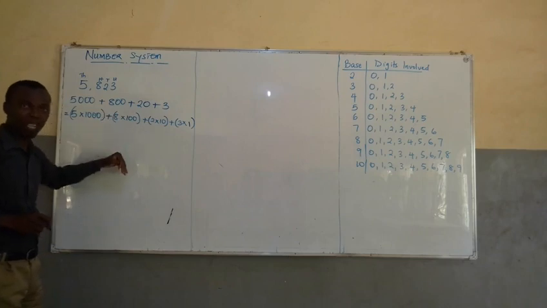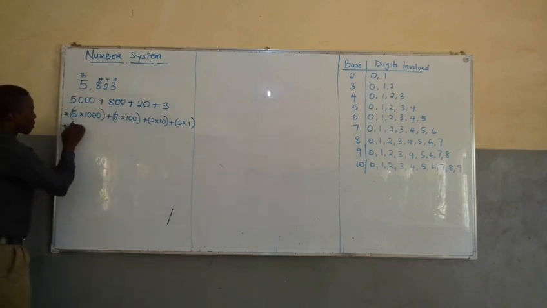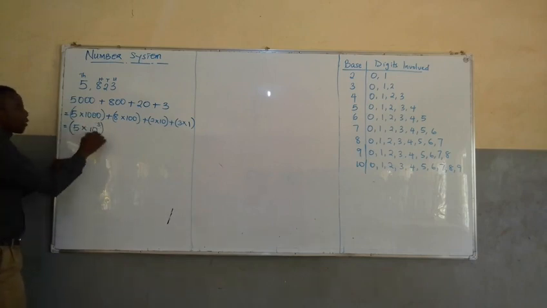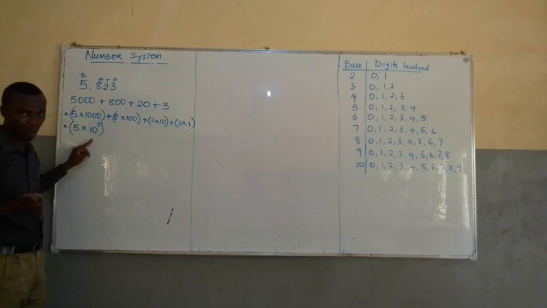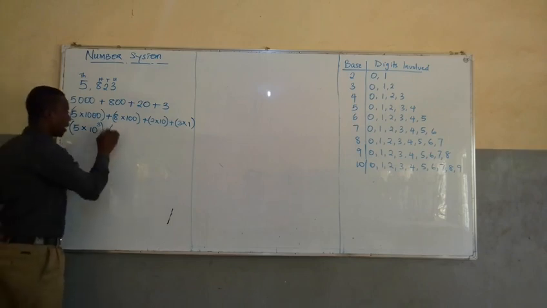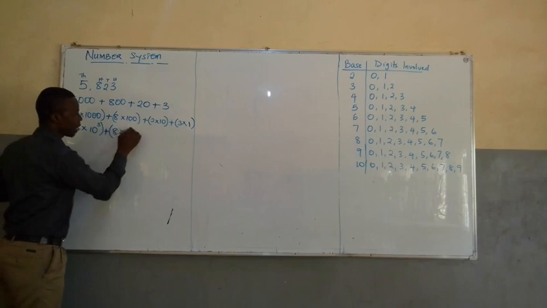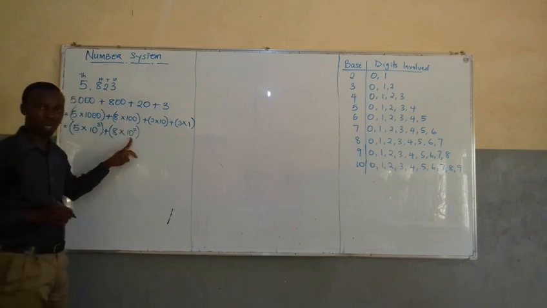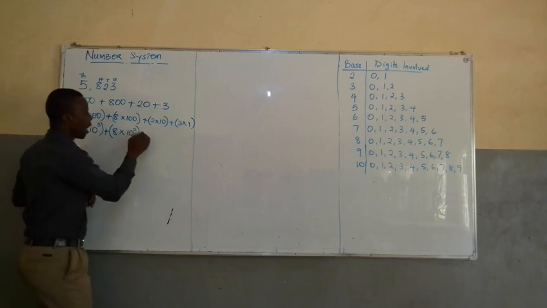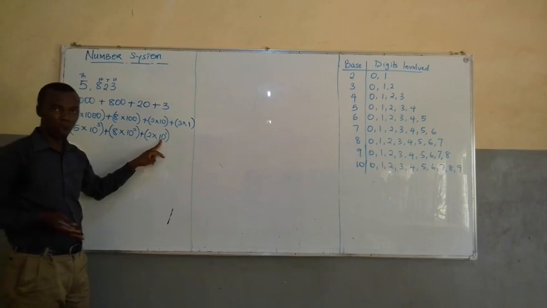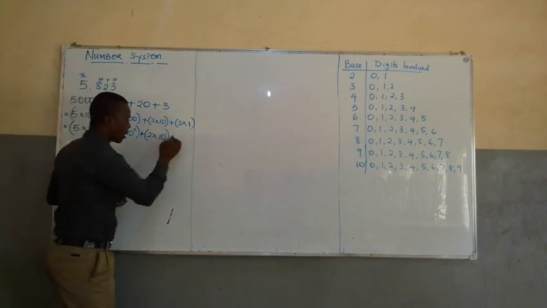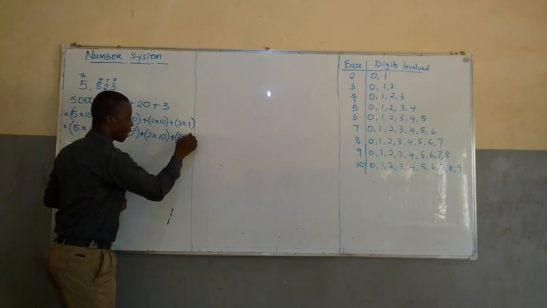I can still express this further. This can also be written as 5 times 10 raised to power 3, and that's because 10 raised to power 3 is similar to 1,000: 10 times 10 times 10, 10 times 10 is 100, times 10 is 1,000. I can again write this way, 8 times 10 raised to power 2. You can see 10 raised to power 2 is 100. Here also 2 times 10 raised to power 1. Yes, 10 raised to power 1 is the same as 10. And then here we have 3 times 10 raised to power 0.